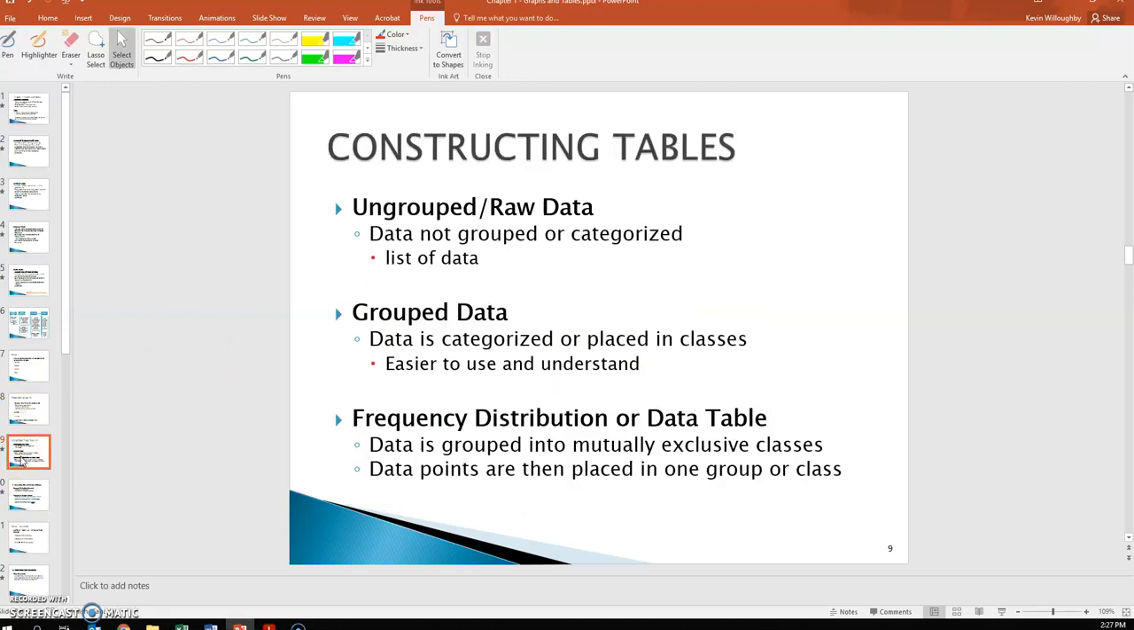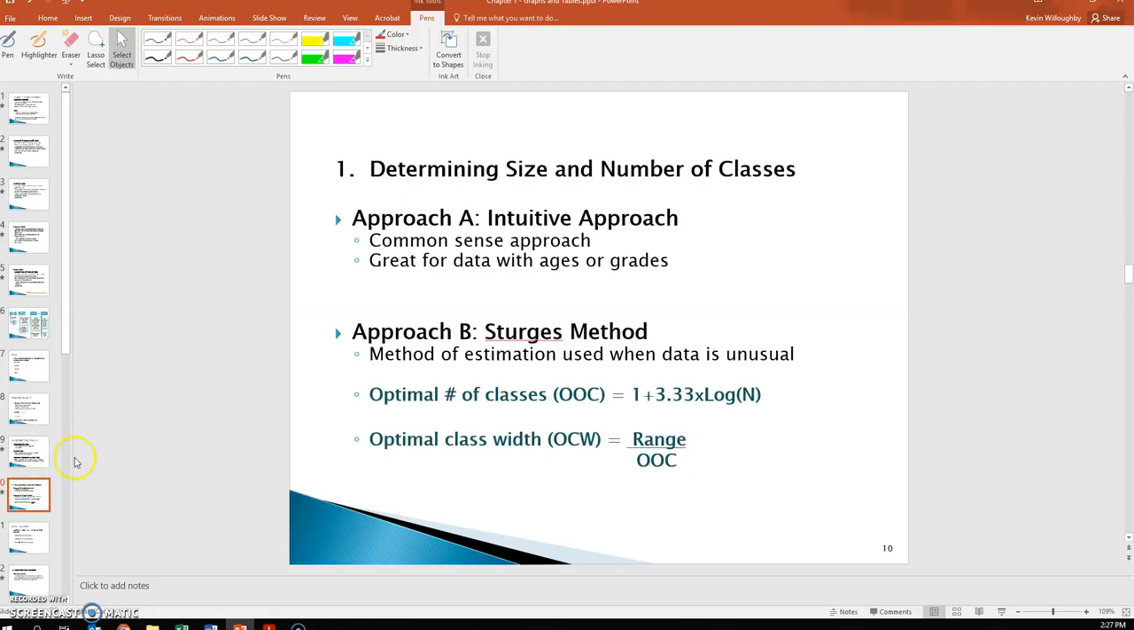So we move into constructing tables. Basically, ungrouped raw data is defined as data that's not grouped or categorized. It's a list of data, and that's where we start off with lab exercise 1. We take that ungrouped data, that massive list of data, and we want to group it. We want to put it into a data table, and we then count the frequency of each class as compared to the number of items we have. So the first thing we need to do is determine the size and number of classes.